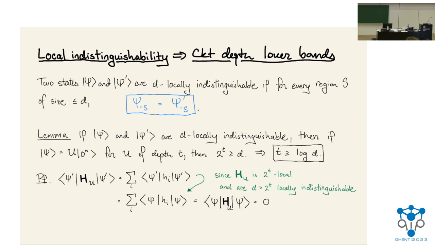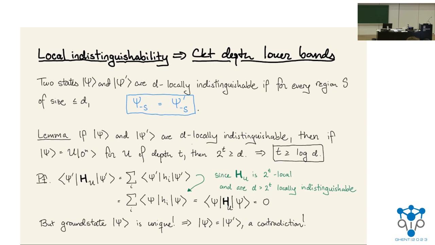But then this is just the energy of psi with HU, which is 0. Now, we just have one other fact that we need, which is that remember that HU has a unique ground state of psi. So if anything has energy 0, then it must equal psi. Right? So then I get psi equals psi prime, which is a contradiction. Right? If I started off with two states that were the same, they are always locally indistinguishable, but morally, you want two very different states.